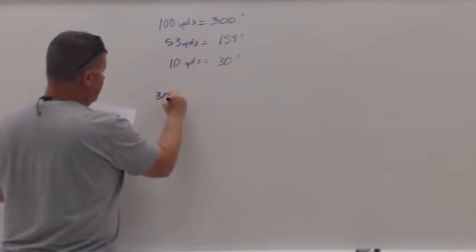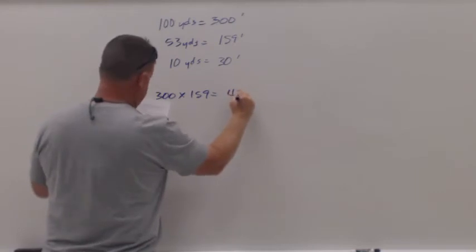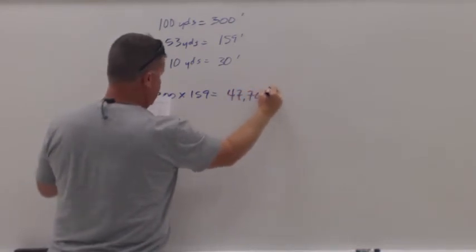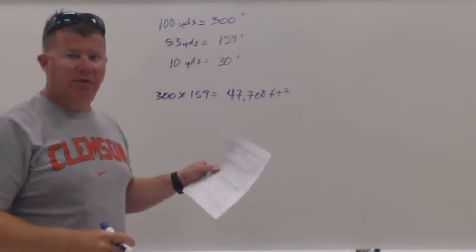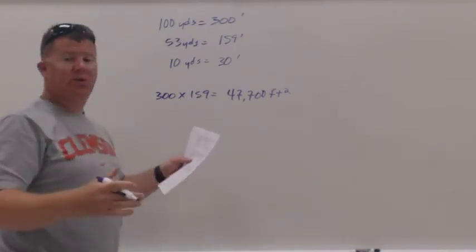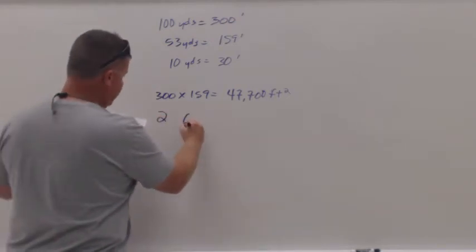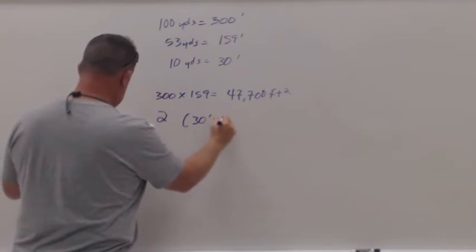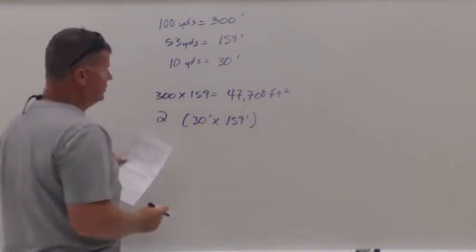So I'm going to do 300 times 159, which is equal to 47,700 square feet. This is goal line to goal line of the football field. But we still need to do the end zones. And we have 2 of those. So we have 30 feet times the 159 feet as well.